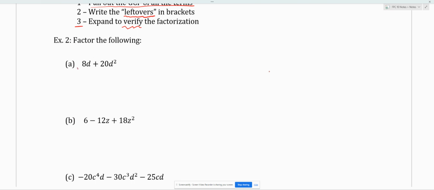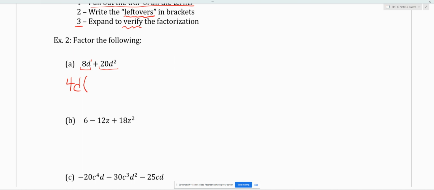Okay, so let's take a look at this. We have two terms. We have an 8d and then we have adding 20d squared. I look at both terms and say, what's the biggest number I can factor out of my coefficients? Well, of 8 and 20, that's going to be 4. And then what's the lowest variable? Okay, lowest power on the d's. So we have d to the 1, d to the 2. So the most d's I can pull out as a GCF is 1d.